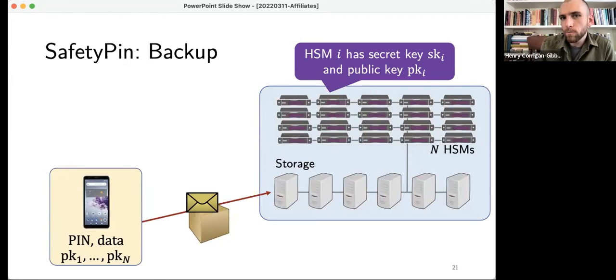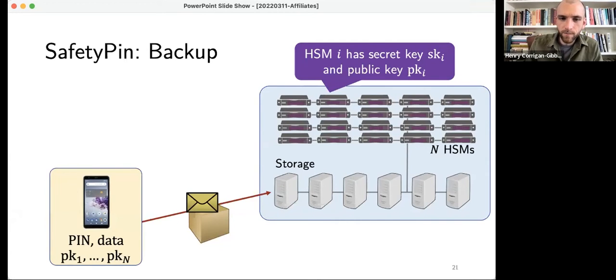So I'll explain how backup and recovery work in Safety Pin, and then try to give you a sense of why this system provides the type of security that we want it to. So again, the setting is we have these HSMs in the data center. Each HSM has a secret key in its brain and a corresponding public key that everyone knows. And the phone, when it starts this backup process, has the user's PIN, it has the data to be backed up, and it has the list of all the HSMs' public keys.